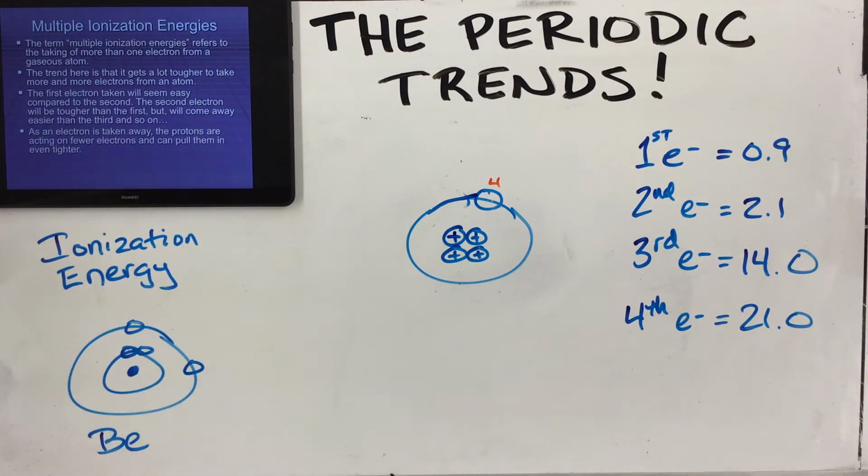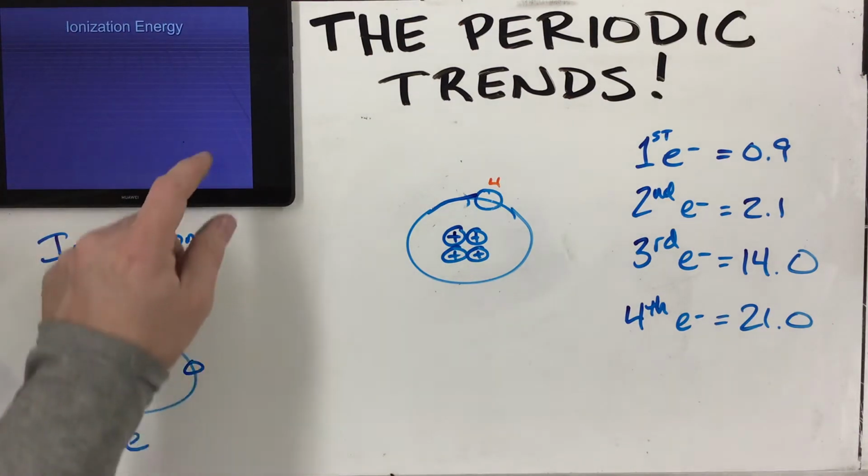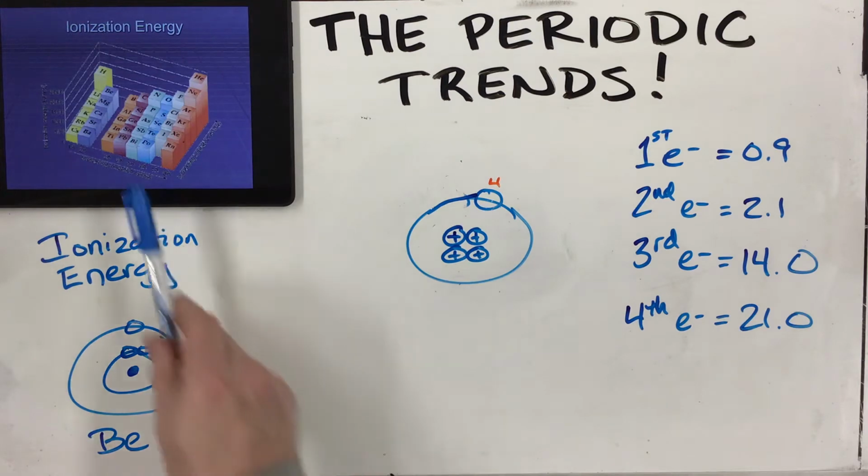So that's kind of what this says. I'm not necessarily keeping up with my swiping and my drawing. So ionization energy, here's some rows on the periodic table.